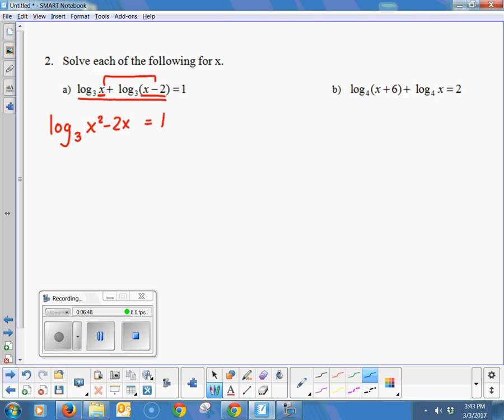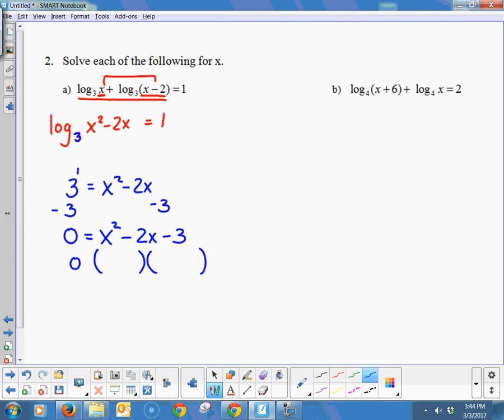And then we want to rewrite this in exponential form. 3 to the 1 equals x squared minus 2x. And if I subtract 3 from each side, I can make it equal 0. 0 equals x squared minus 2x minus 3. I can factor this side. We have an x, a 3 times 1. To get a -2, I believe we need a -3 and a +1. And now we have some answers. X can equal 3 or -1.